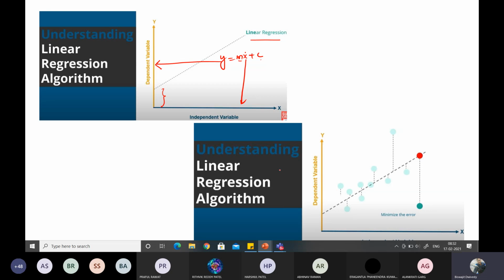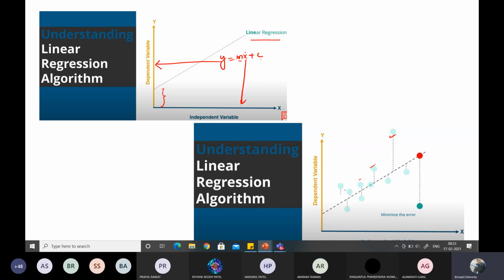As I have already told you, this is a supervised algorithm. So there will be some samples or values given to us. Here you can see some points located in blue color marks: this is the first point, second point, third point, fourth point, fifth point. Like that, many points will be given to us. And we have to find the equation of a line which passes through, or fits, all these points.